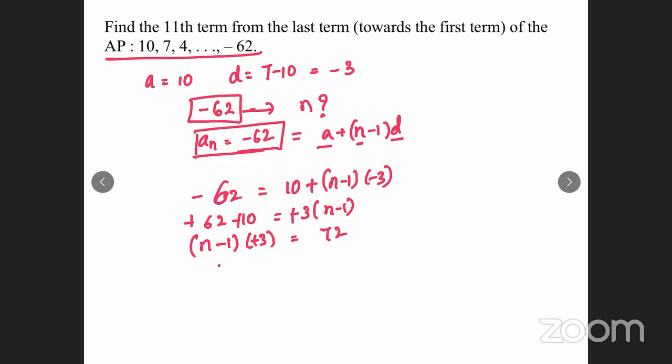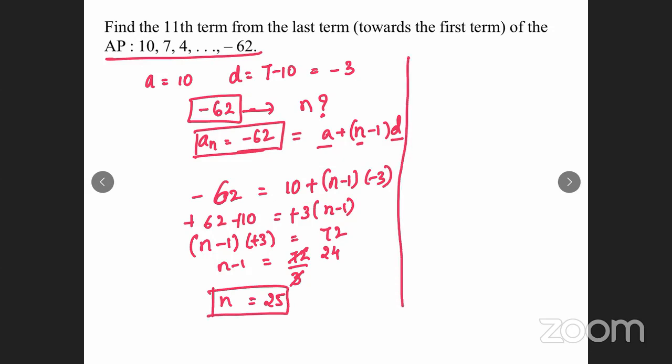So n minus 1 is equal to 72 upon 3. That is 3 ones are 3, 3 twos are 6, 3 fours are 12, so n is equal to 25. So there are 25 terms in the given AP.